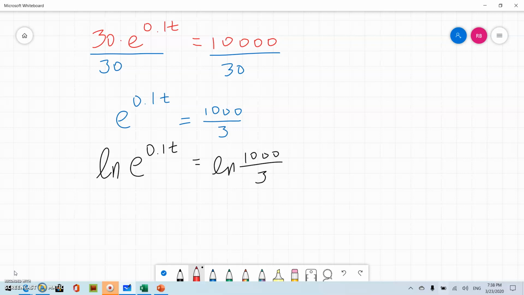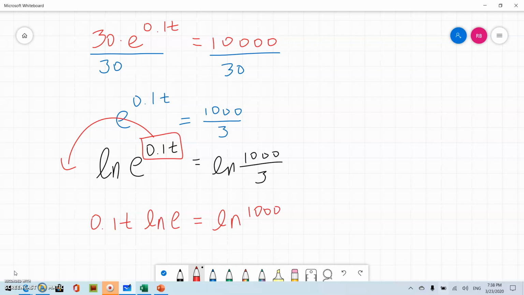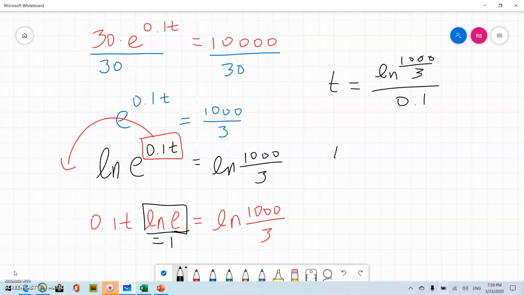And because this is a power, it comes out. And what did I say about the same base and the same thing inside? This becomes 1. That's equal to 1. So to find t, we need to divide each side by 0.1. So this thing divided by 0.1 is your answer.